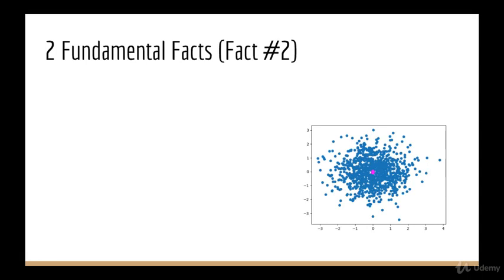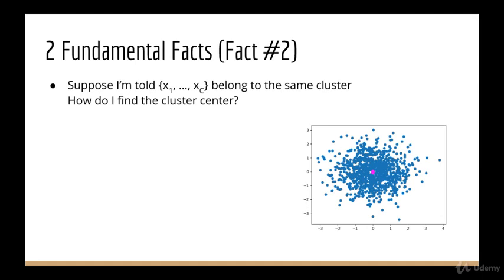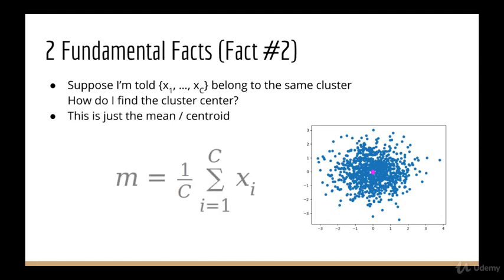Let's now consider the second fundamental fact about clusters. Suppose I'm told that these data points you see here all belong to the same cluster. Let's call them x1 to xc. We'd like to know what is the center of this cluster. Of course, that's just the mean of all these data points. This is also called the centroid if you're thinking geometrically. And as you know, the way to find the mean of a set of vectors is to add them up and divide by the number of vectors. That's how you find the cluster center.